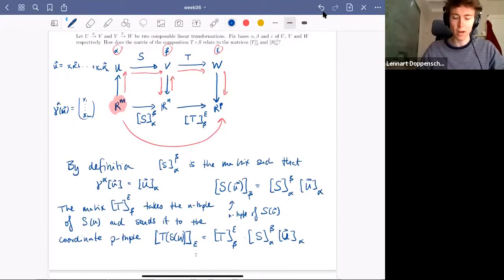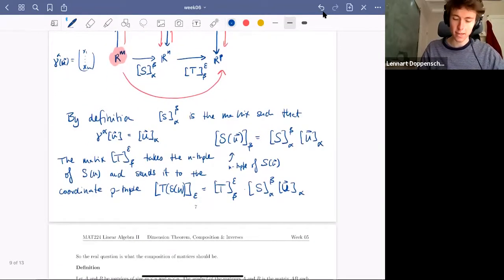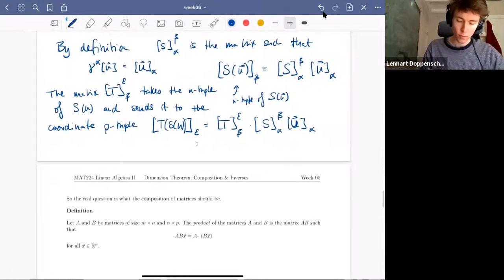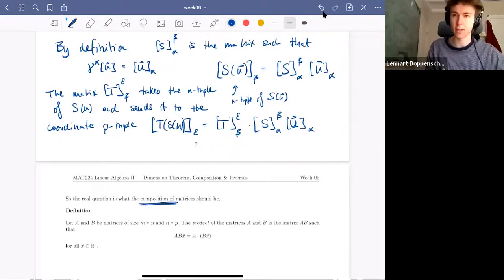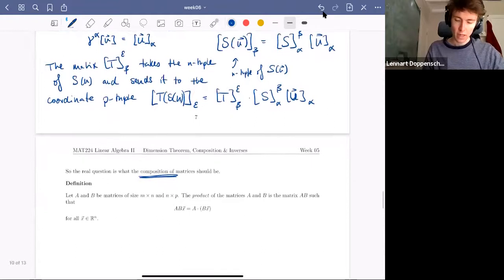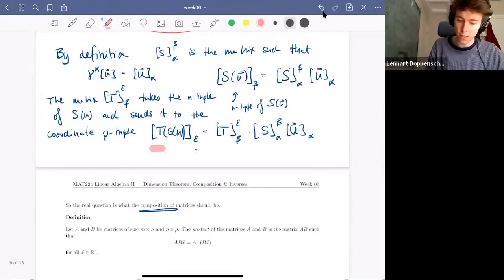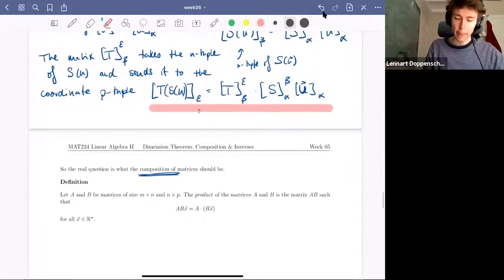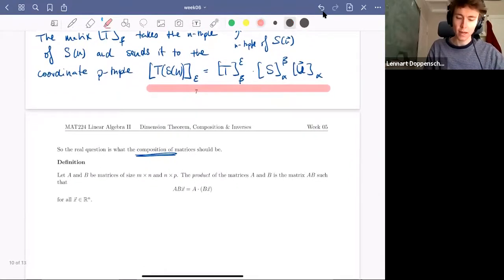So you see that the same way that we compose transformations, there has to be some composition of matrices as well. The idea is to now define what this composition of matrices is in a way that if we have a composition of transformations with matrices representing them, then the composition of transformations should agree with the composition of matrices. From this bottom line here, this is really the important line. The composition. Any questions so far?